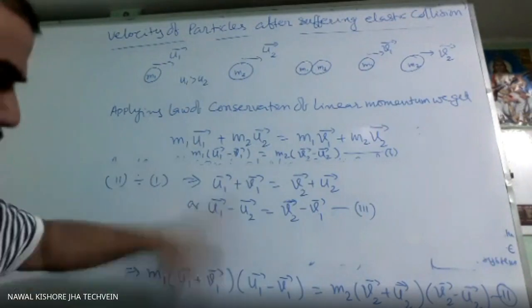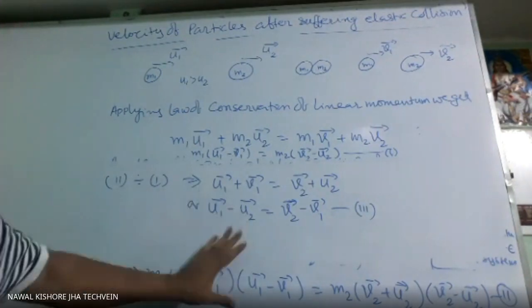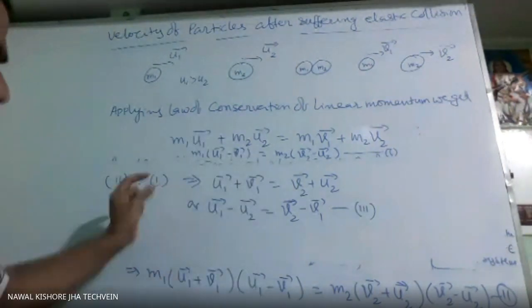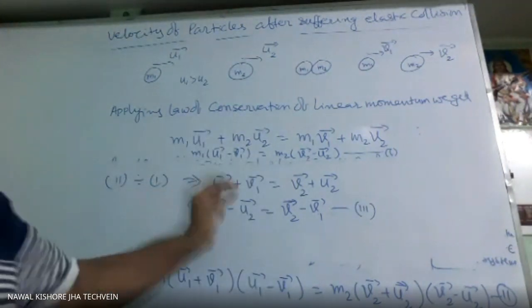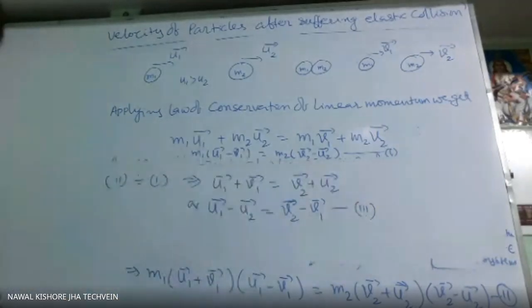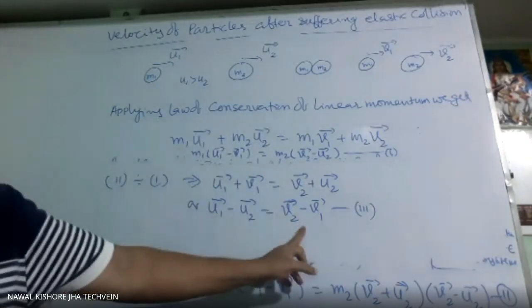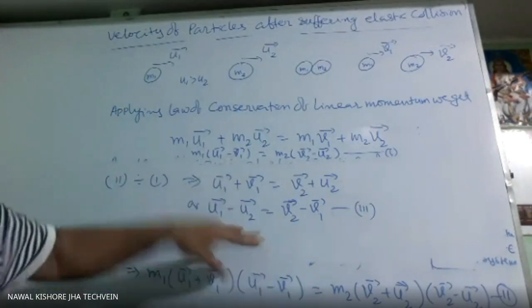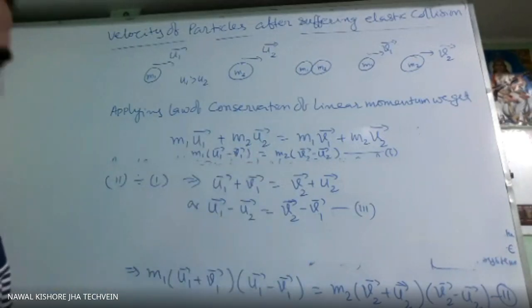So if you are not interested in this part, if you don't want to write like this, directly you can write this one. As we know, for elastic collision, velocity of separation is equal to velocity of approach. So directly we can write like this equation. This is velocity of approach, this is velocity of separation. So without doing this, you can do like that, no problem.